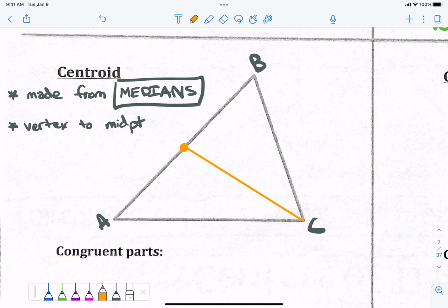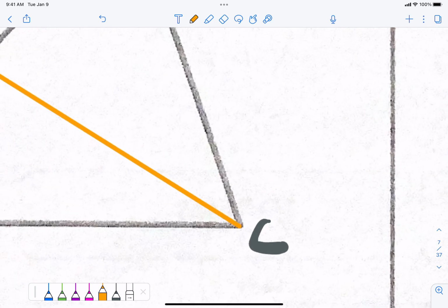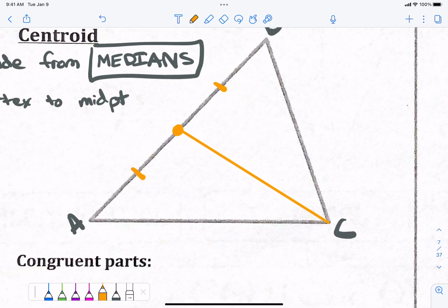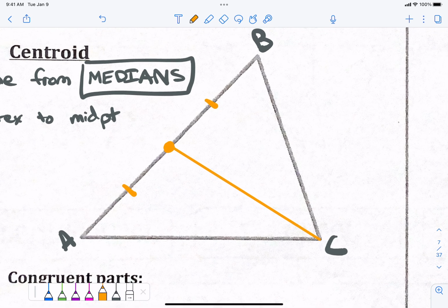Now, what do I need to do to make sure that we know that that's the midpoint? Put the little dash. So that tells me that that is the midpoint. Now, is this splitting the angle in half? Not necessarily. If it was an equilateral triangle, it would, or isosceles, but it is not splitting that angle in half. So it's just splitting the side in half. Say the same thing for all of the sides.